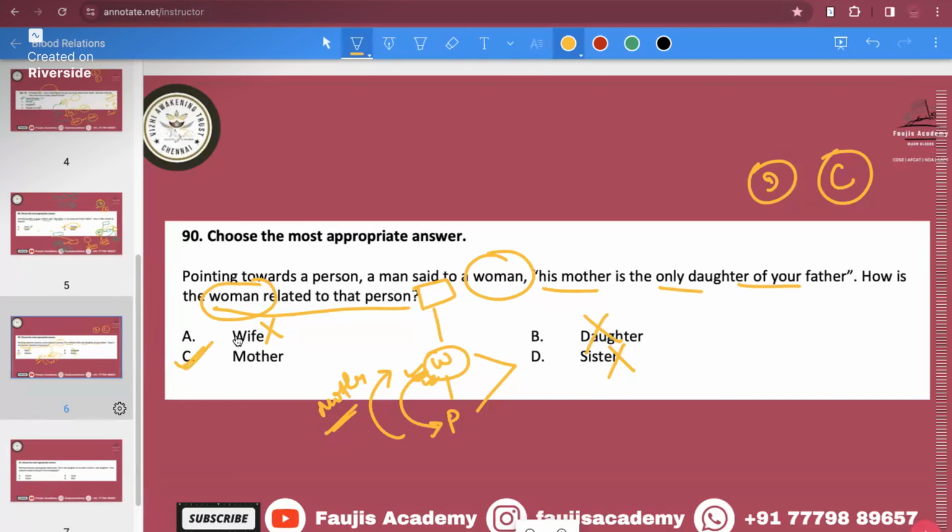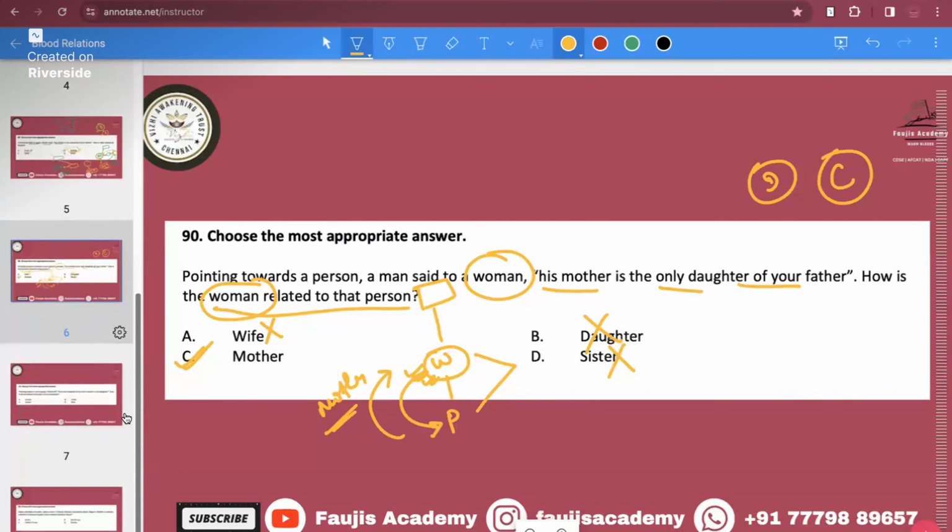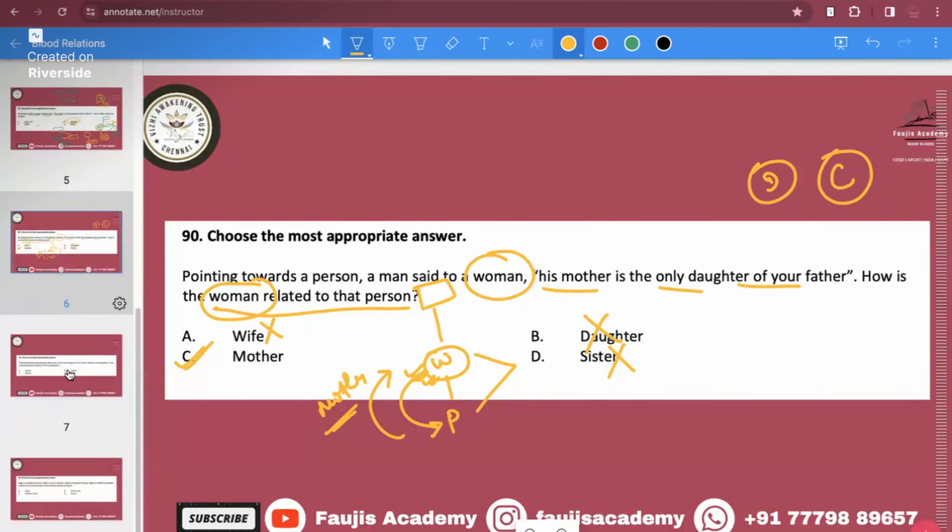Good one. Please be very, very careful in this type of question, and it can get a little bit dicey at times like this. Shall we move to the next question, guys? If you have any doubt, please ask me.